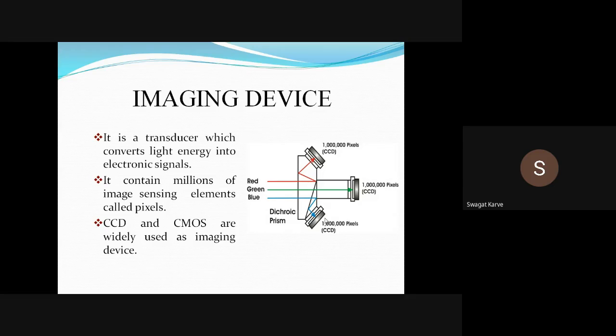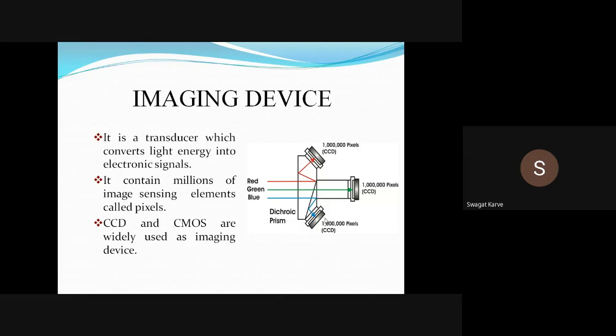Now normally CCD and CMOS are the most widely used imaging devices. Okay, so this is how these imaging devices work. After that beam splitter, you have the red, green, and blue light. Then you have the dichroic prism, right? So what does that dichroic prism do?